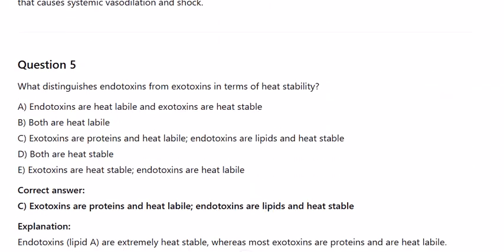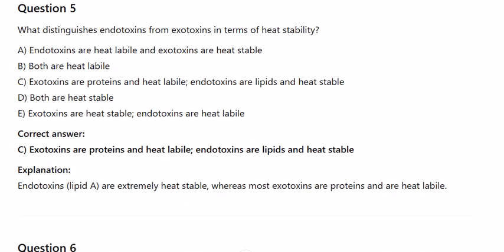Question 5. What distinguishes endotoxins from exotoxins in terms of heat stability? A. Endotoxins are heat labile, and exotoxins are heat stable. B. Both are heat labile. C. Exotoxins are proteins and heat labile. Endotoxins are lipids and heat stable. D. Both are heat stable. E. Exotoxins are heat stable. Endotoxins are heat labile. Correct answer: C. Explanation: Endotoxins, lipid A, are extremely heat stable, whereas most exotoxins are proteins and are heat labile.